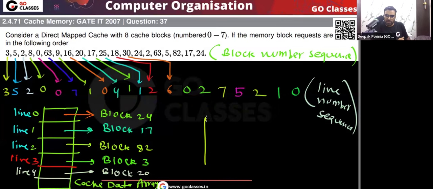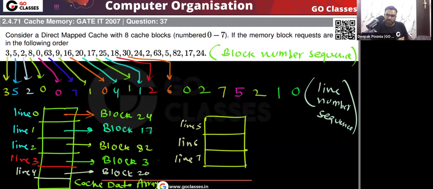You tell me about line number 5 also. Line number 5, line number 6, line number 7. So this is line 5, line 6, and line 7. I hope you find this method is actually very time saving. Yes or no? Because this is a direct mapped cache, you can easily apply this method to the main memory block reference. This is the block number sequence. You just find the corresponding line number sequence, and then at the end you can easily find in which line which block will be there.